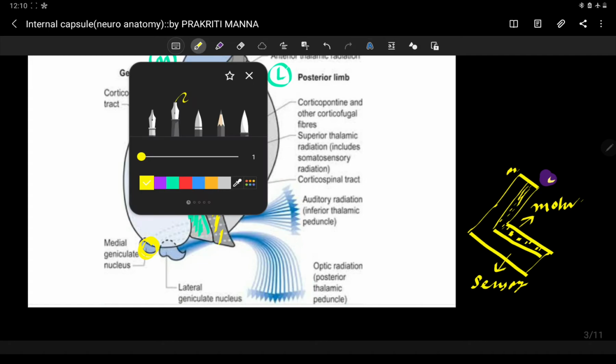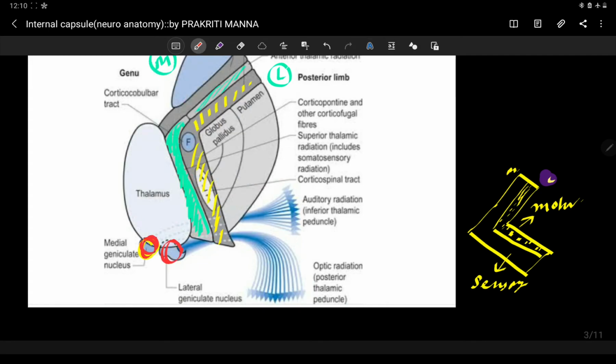This and this structure, the metathalamus: the medial geniculate body, and the lateral geniculate body. The medial geniculate body is related to music: M for medial, M for music. Lateral geniculate body, L for light. So the medial geniculate body is related to your music pathway, that means your auditory pathway. Lateral geniculate body is mainly related to your light pathway or optic pathway.